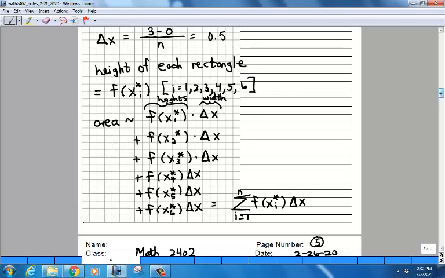But now here's where the calculus is going to come into play. This is only an estimate for the area. I want, though, to calculate the area exactly. So how do I get a better estimate for the area? What can I change to get a better estimate for the area here?